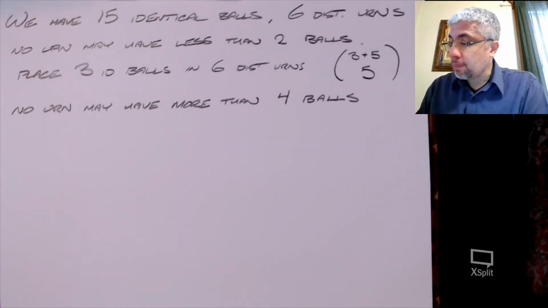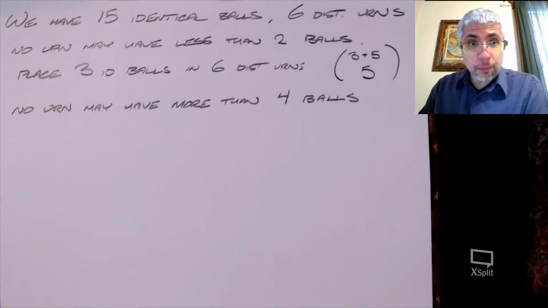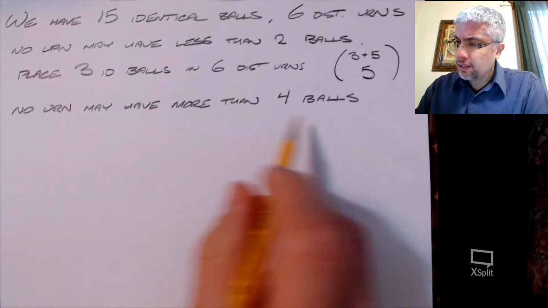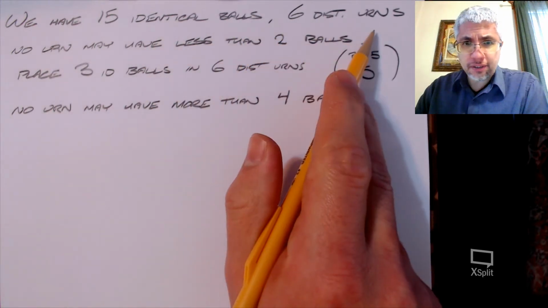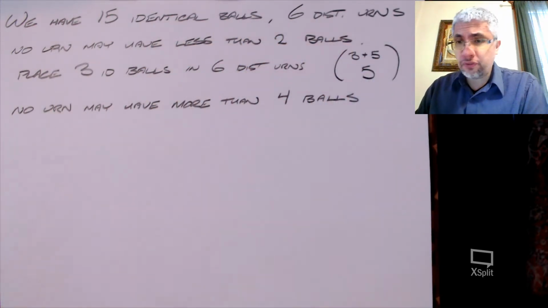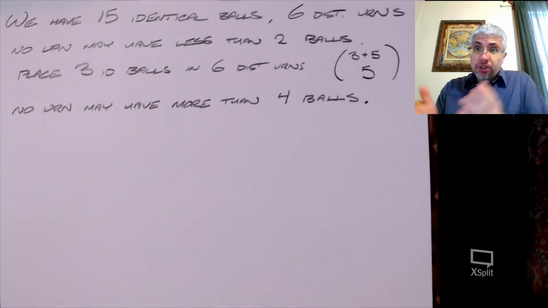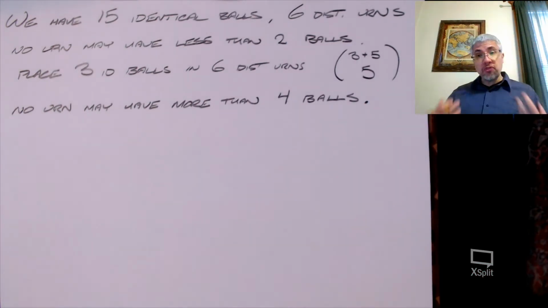Okay, so it's certainly possible, because if I had four balls in each urn, I'd have 6 times 4, which is 24 balls. So it's definitely doable. There are solutions to this problem. But how would I solve it? 15 balls, 6 urns. No urn may have more than 4 balls. So that's a bad condition. So let's break this up into sets where this goes wrong. And then we want to remove that union.